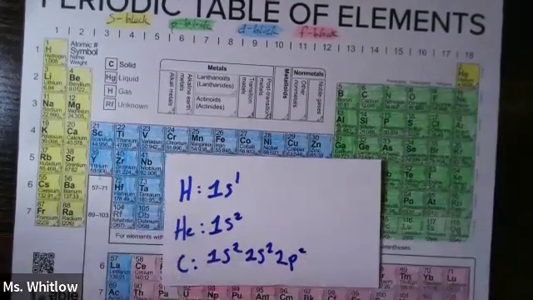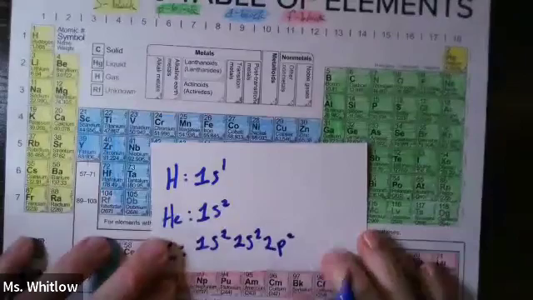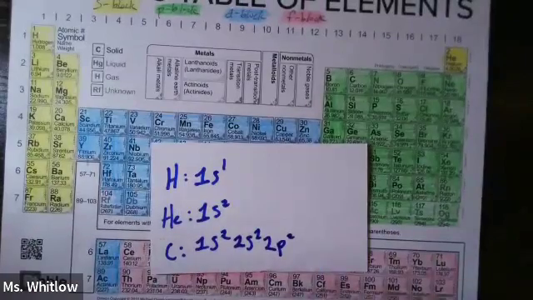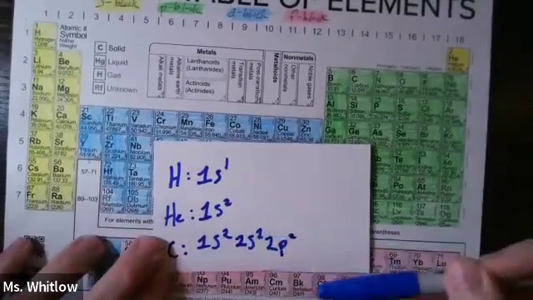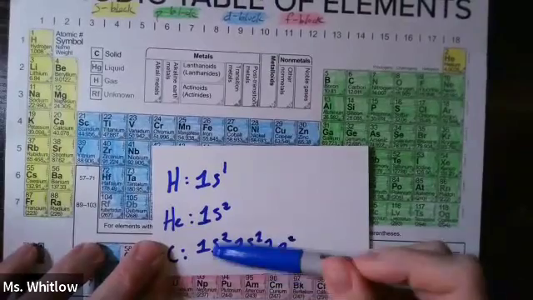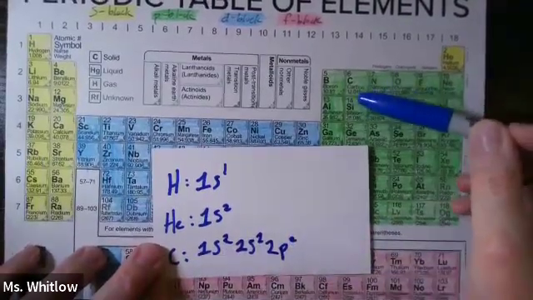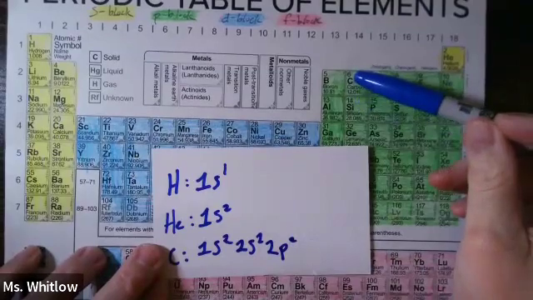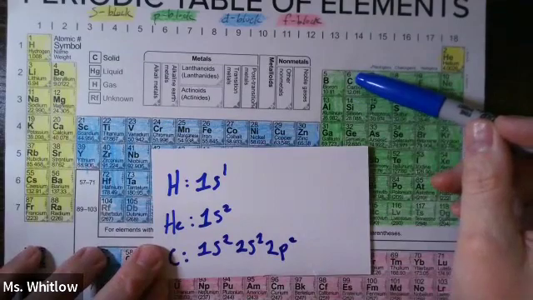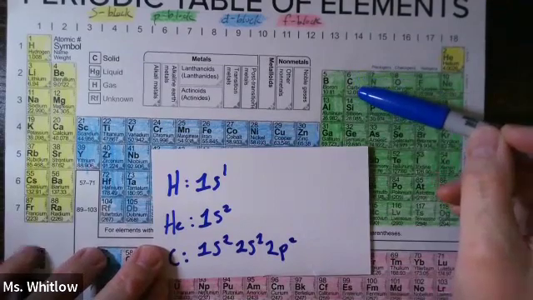Now, here's what's interesting about that. I said earlier, if we count all of our little teeny tiny numbers up here at the top, it's going to tell us how many electrons we should have total. And so that is 2, 4, 6. If you look at the atomic number of carbon, that's the number at the very top, that's also a 6. And that's going to tell you how many electrons carbon should have.